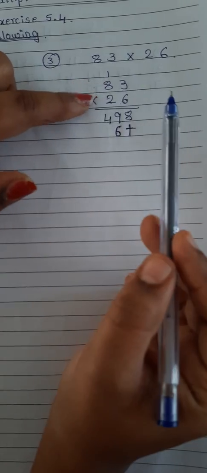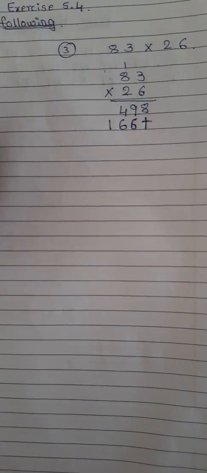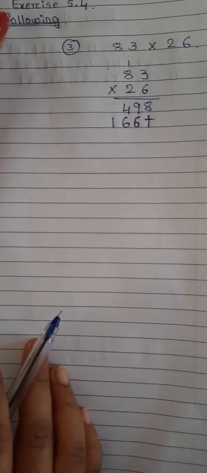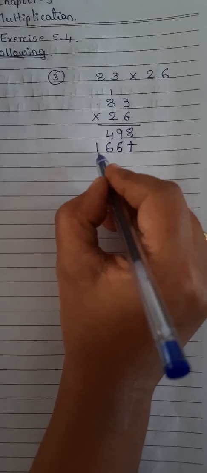2 8s are 16. How to write 16 here? One below another. You have to write one below another. Don't write in between. Don't write inside the gap. One below another only you have to write.